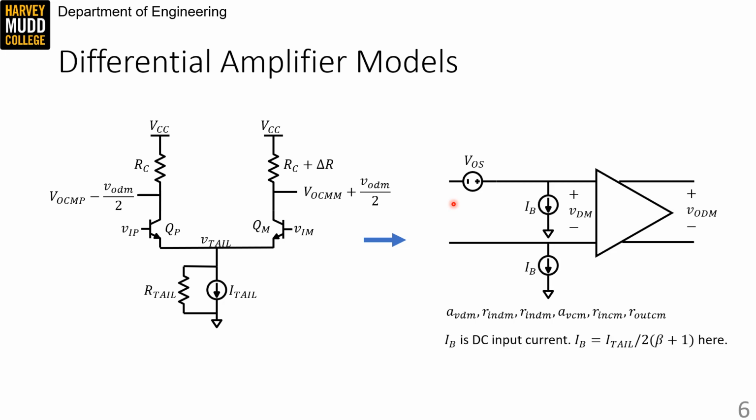The input bias current is another parameter used to describe amplifiers. This is the DC bias current that flows from the inputs into the amplifier, so from VIM and VIP into the amp. In our amplifier, this is given by I tail over 2 divided by beta plus 1. We find this because I tail over 2 flows in each transistor, and in order for I tail over 2 to be flowing at the emitter, you have I tail over 2 beta plus 1 at the base.